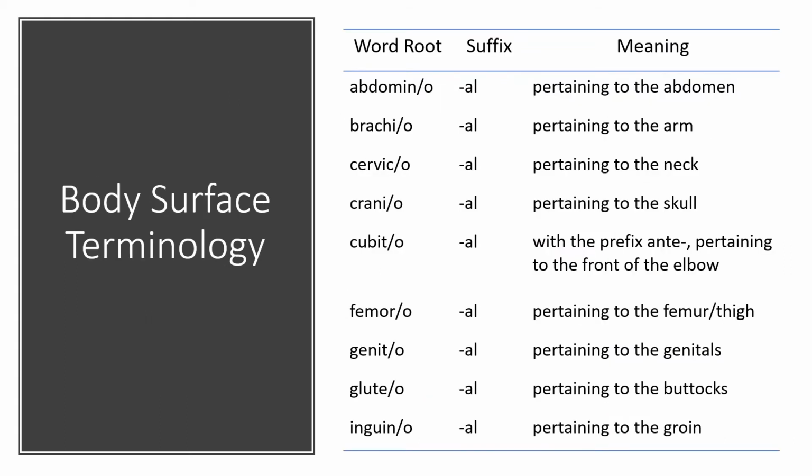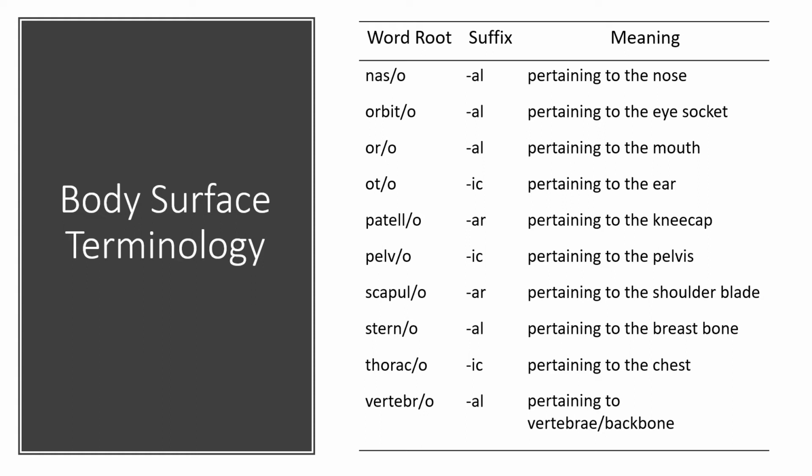So these words should be a review of what we saw in the previous figure. I will go through and read off each word so that you can pronounce them, and you should try and fill in the table on page 39 and 40. Abdominal, brachial, cervical, cranial, cubital, femoral, genital, gluteal, and inguinal. Nasal, orbital, oral, otic, patellar, pelvic, scapular, sternal, thoracic, and vertebral.